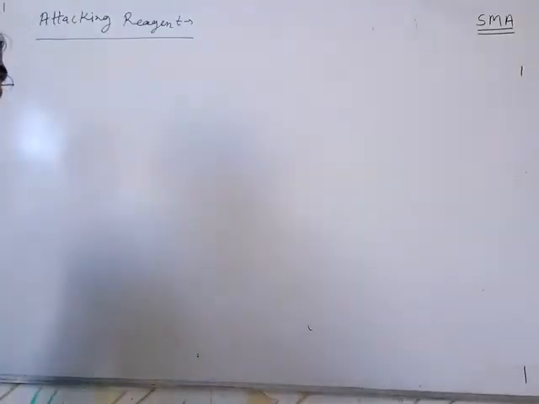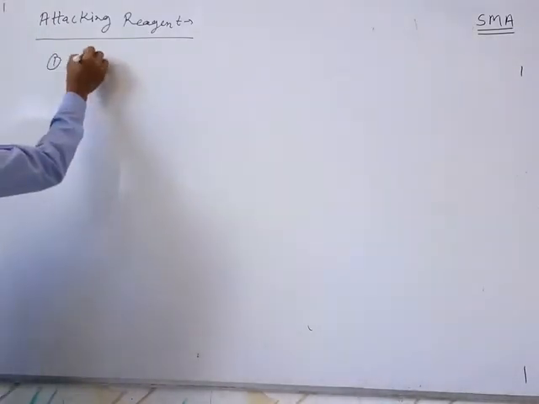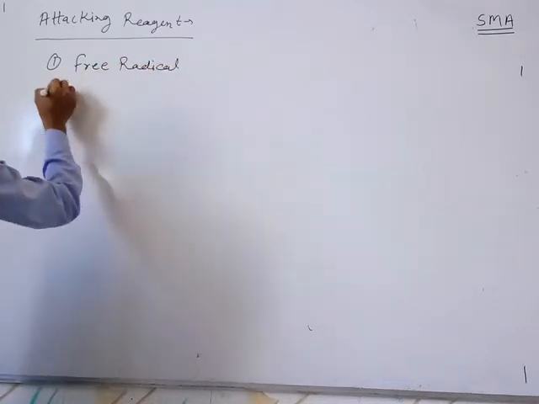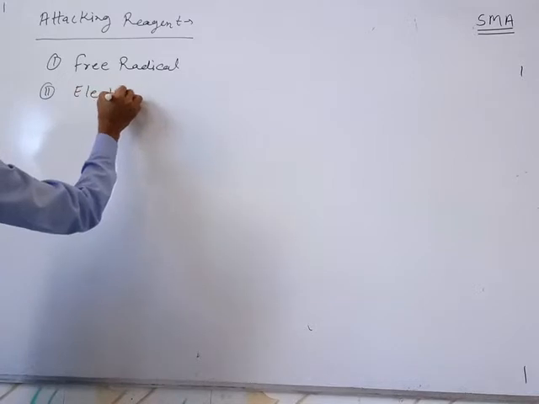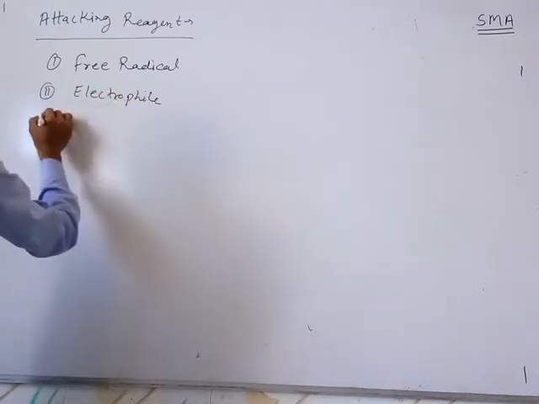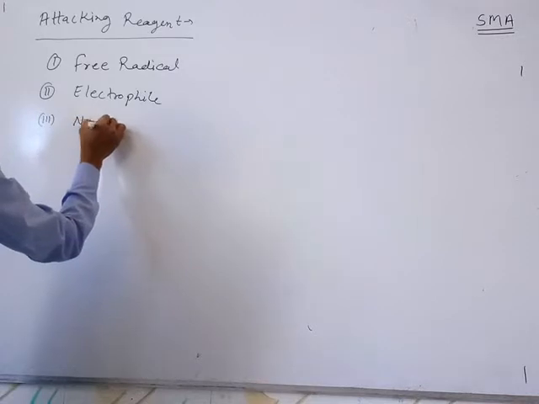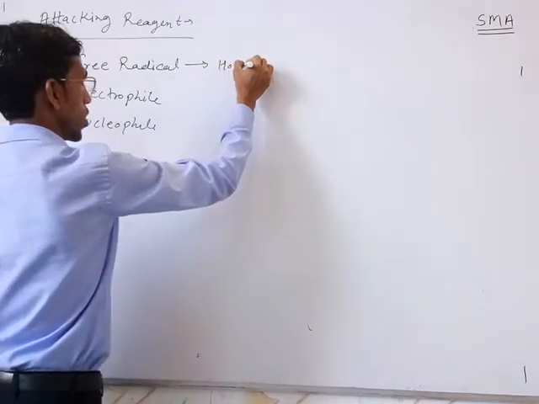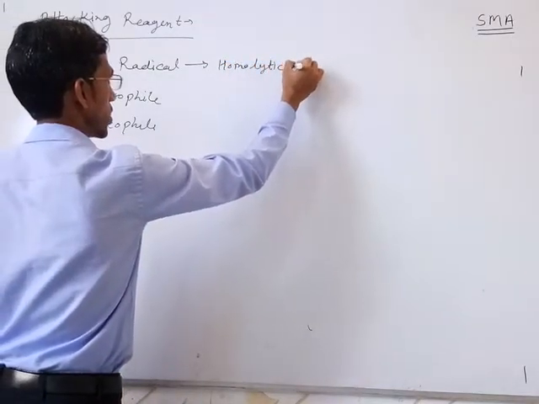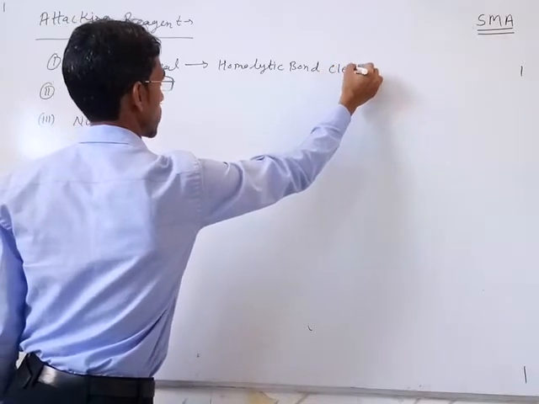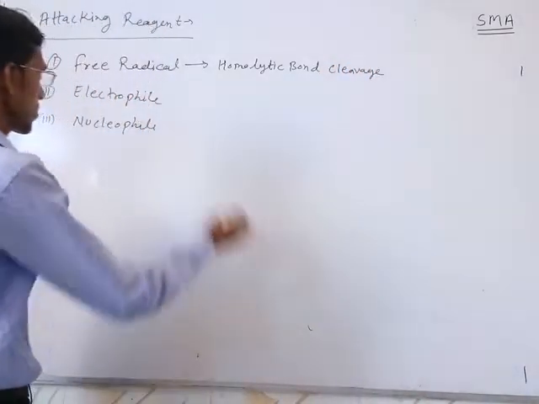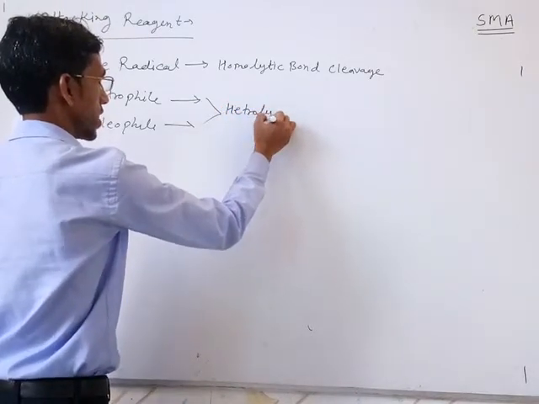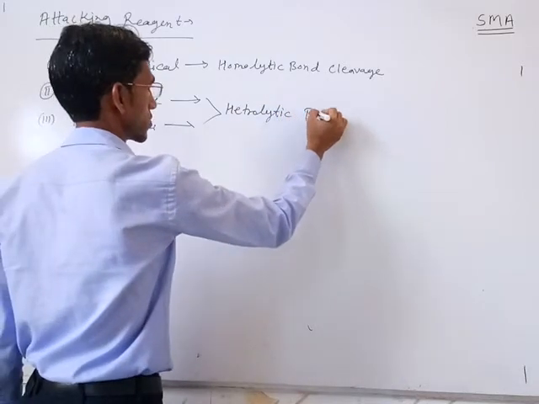So these are known as attacking reagents. Attacking reagents are of three types. First is free radical, second is electrophile, third is nucleophile. Free radicals are made by homolytic bond cleavage. Electrophile and nucleophile are both found in heterolytic bond cleavage.